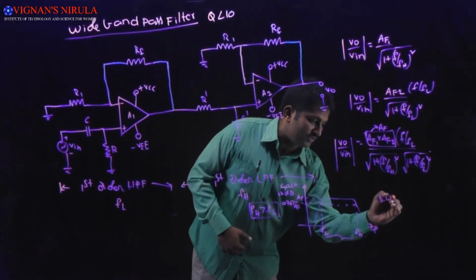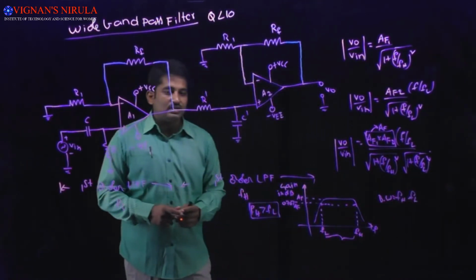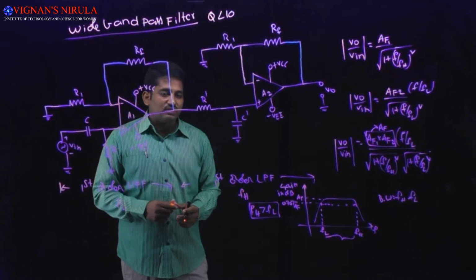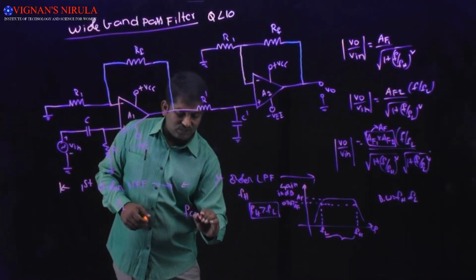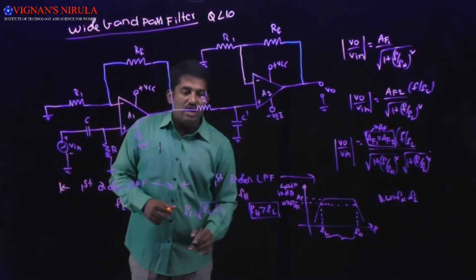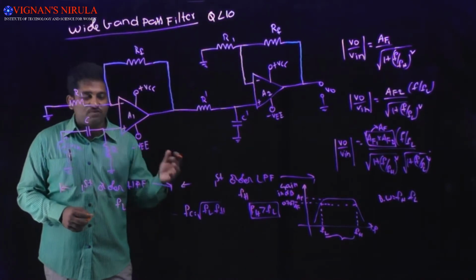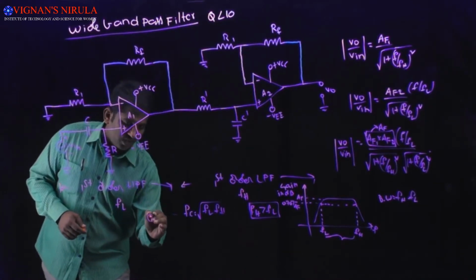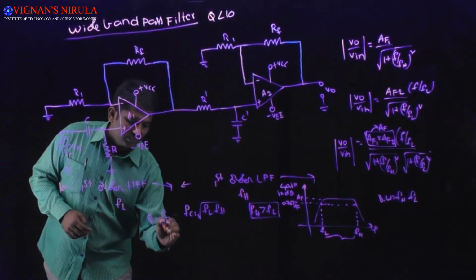So the bandwidth will be equal to FH minus FL, and here the center frequency is calculated by using the formula FC is equal to square root of FL into FH. While you are going to calculate the quality factor or figure of merit, you have to use the formula Q is equal to FC divided by bandwidth.